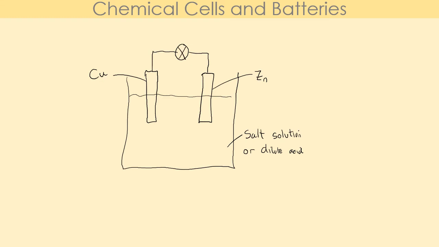Now because zinc is more reactive than copper, it is more likely to lose electrons. So a more reactive metal is more likely to lose electrons than a less reactive metal. Because it has lost electrons, we can say it has been oxidized. The electrons will flow from the zinc to the copper. As a result, our more reactive metal is our negative terminal.